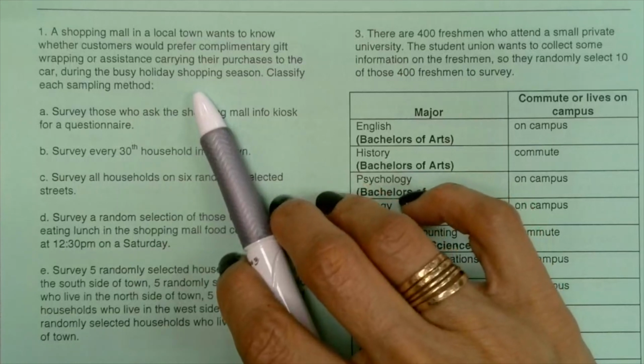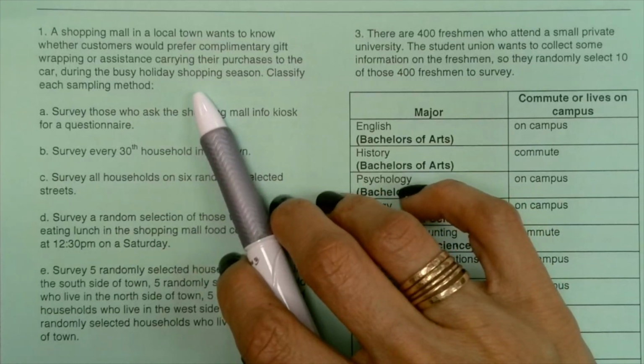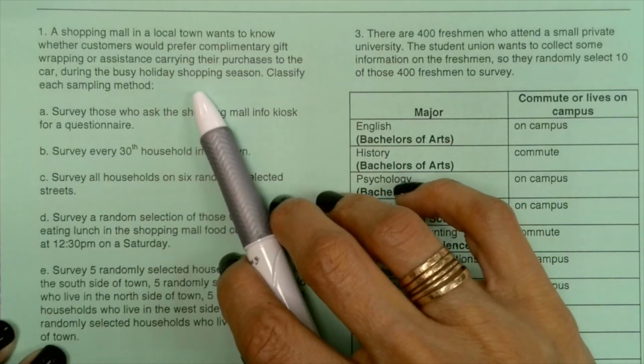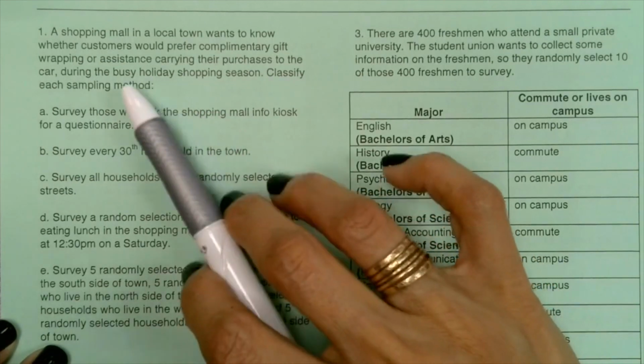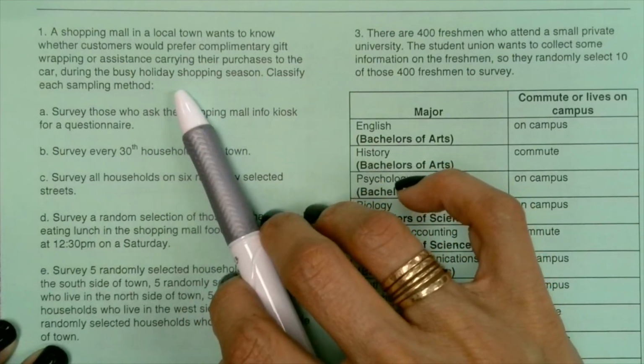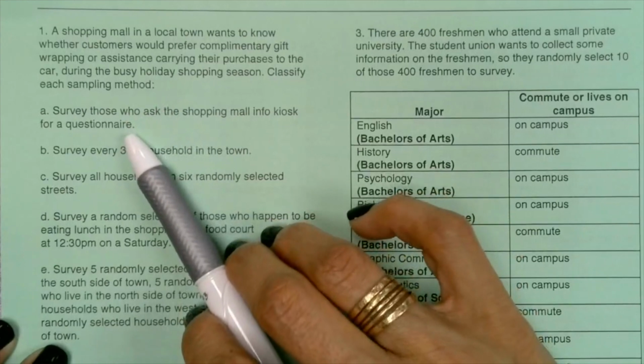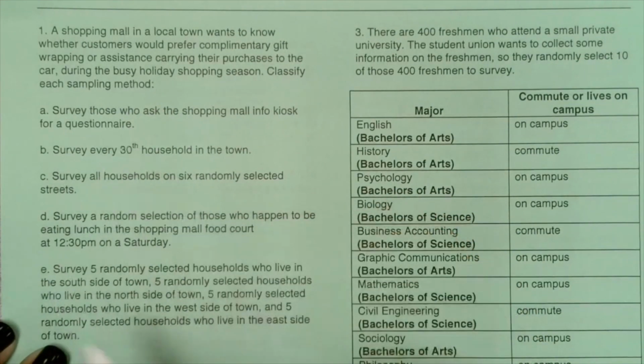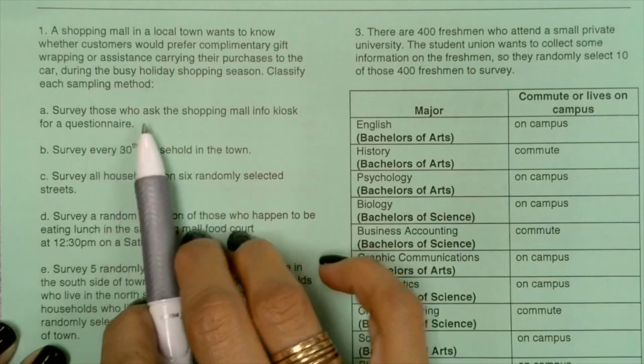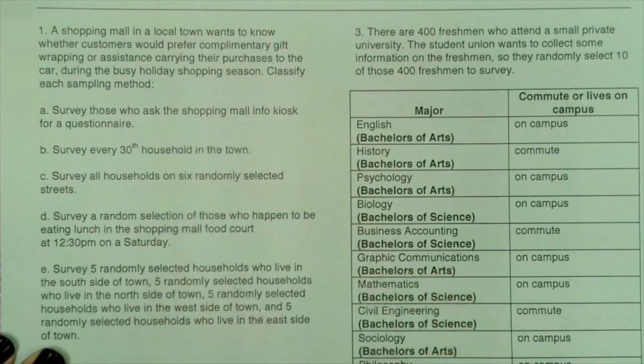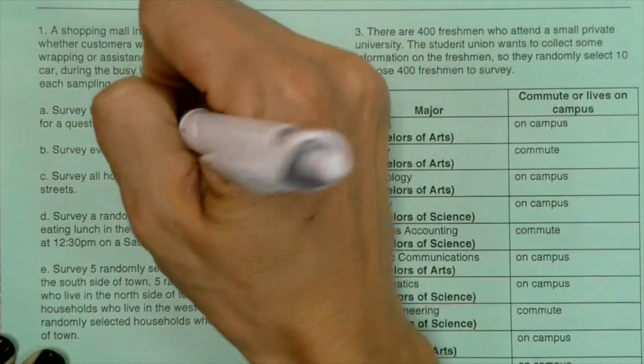A shopping mall in a local town wants to know whether customers would prefer complimentary gift wrapping or assistance carrying their purchases to the car during the busy holiday shopping season. It says classify each sampling method. So part A, survey those who ask the shopping mall info kiosk for a questionnaire. Since the people have asked for the questionnaire, that's going to be self-selected.